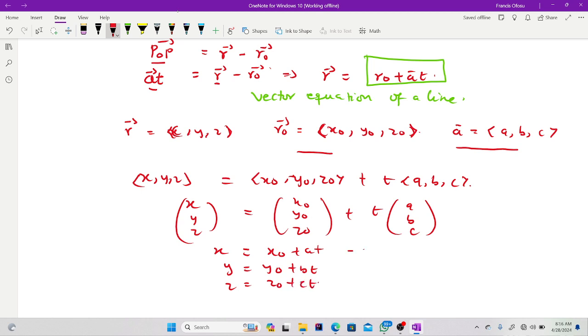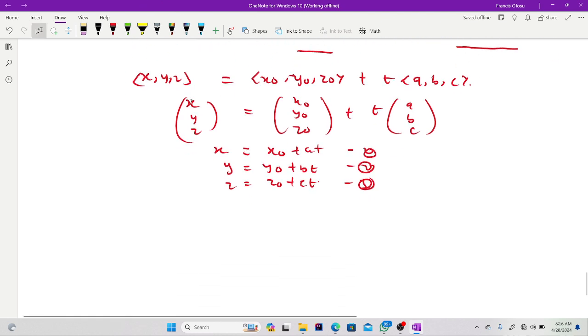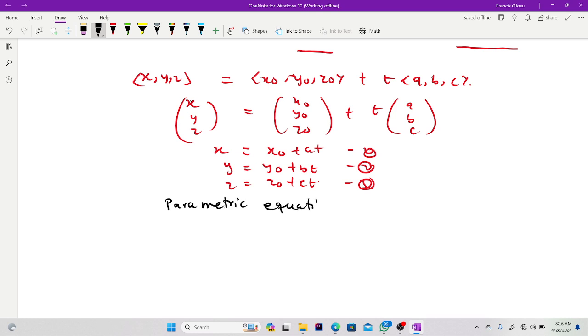So these three equations, 1, 2, and 3, give us what we call the parametric equations of a line. So take note, parametric equations of a line.